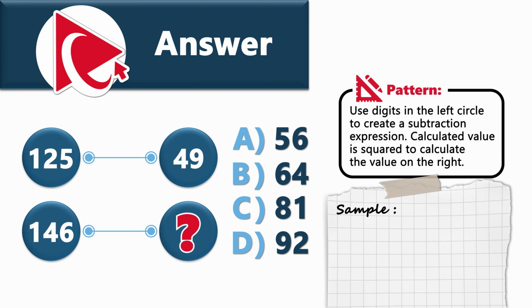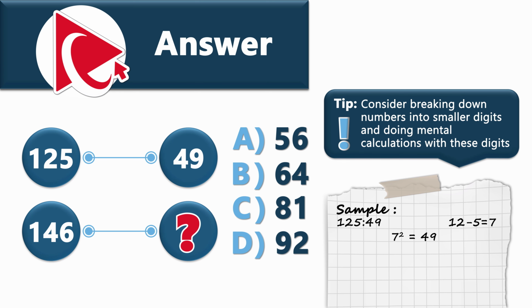For example, in the first row, we see the number 125 on the left and the number 49 on the right. But instead of treating 125 as a single whole number, we need to create an expression, 12 minus 5, which would be equal to 7, and 7 squared equals 49, which is exactly the number on the right. The tip here for you is when you see similar questions on a real test, consider breaking down numbers into smaller digits and doing mental math calculations with these digits.